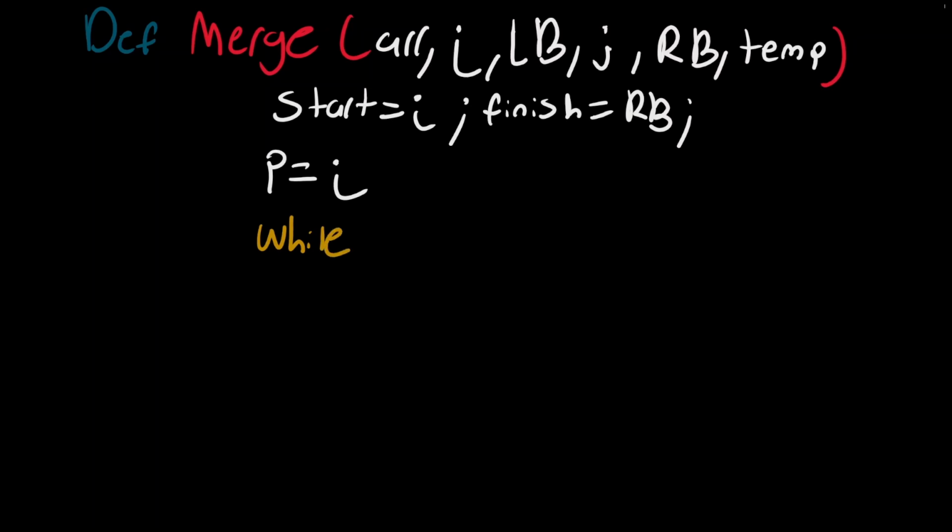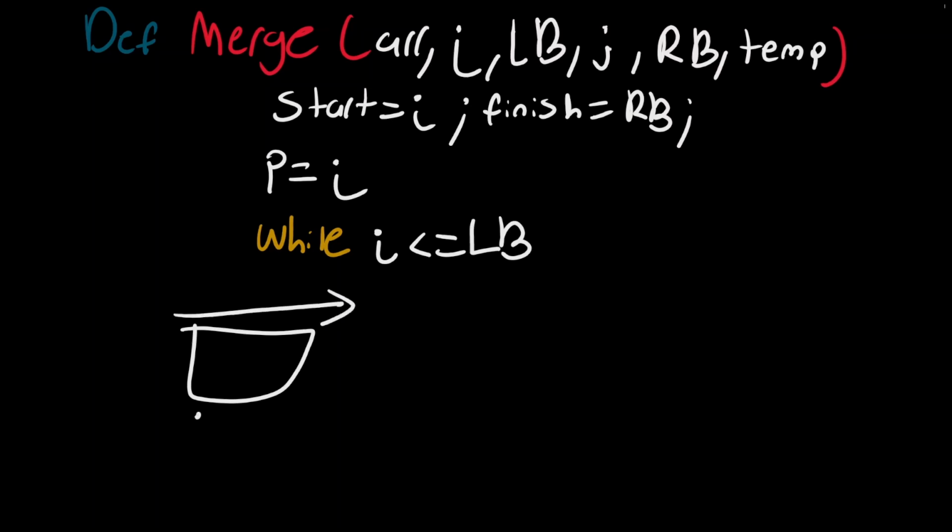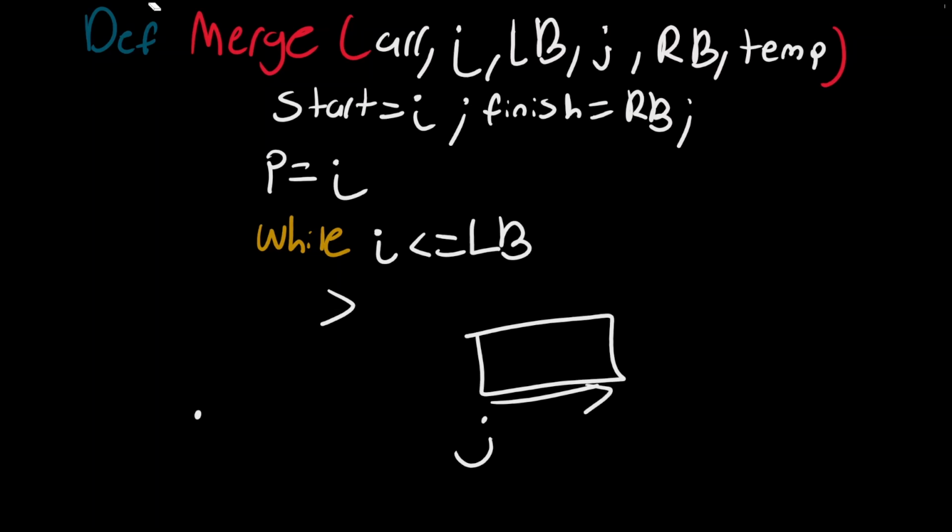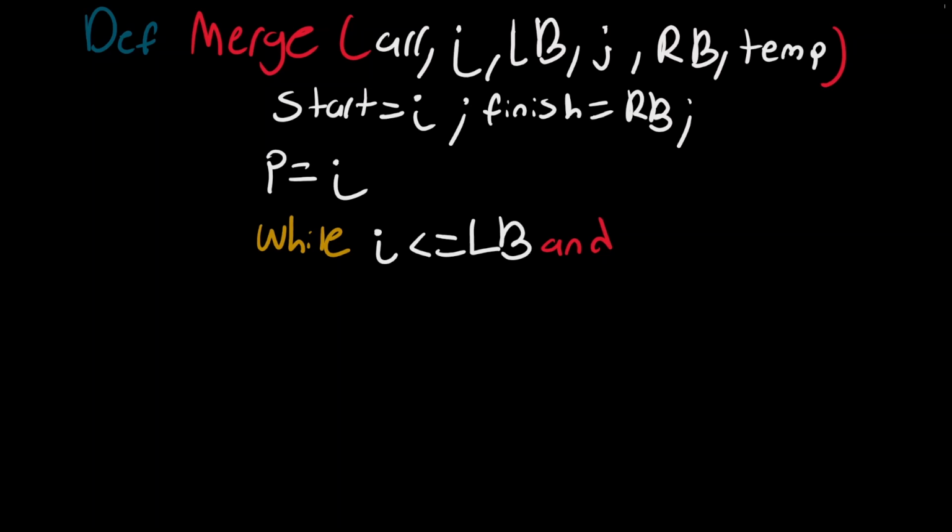So we can say while i is less than or equal to lb, because we're going all the way across this subarray. So i's subarray and then j's subarray. So we need to know when to stop on that bound, when we have finished or used all of that bound that we have, and j is less than or equal to the right bound. So we need these two bounds to work this magic.